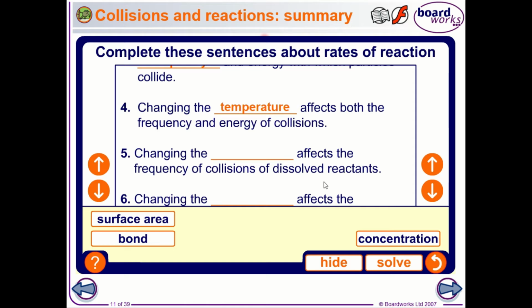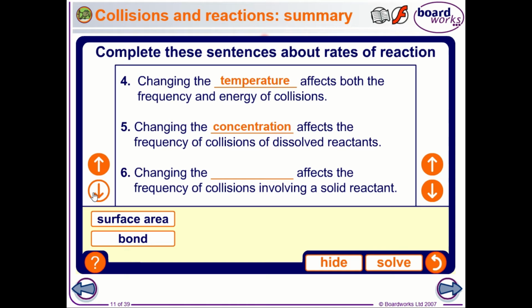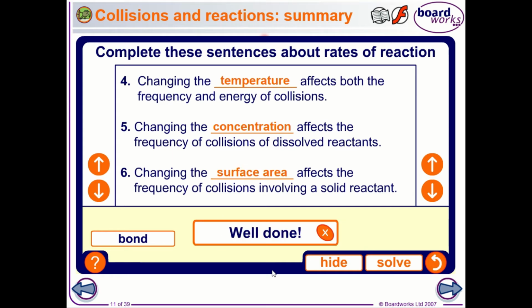Changing the blank affects the frequency of collisions of dissolved reactants. So, dissolved reactants daw. So, this is concentration. When we speak of concentration, ito yung kung gaano karami yung reactants na nakadissolve sa water or sa any other solvent. Pag mas mataas yung concentration, kapag mas concentrated, mas tataas yung frequency ng collision. Changing the blank affects the frequency of collisions involving solid reactant. So when we speak of solid reactant, we are speaking of the surface area. Now let's discuss them one by one.